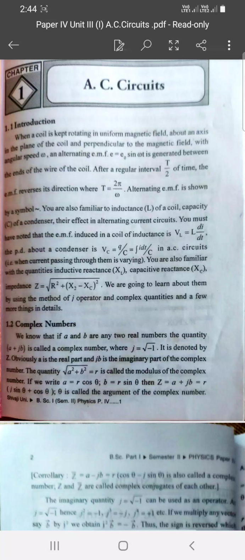Hello students, our paper number 4, Electricity and Magnetism second. Unit number 3, subtopic 1, AC circuits.